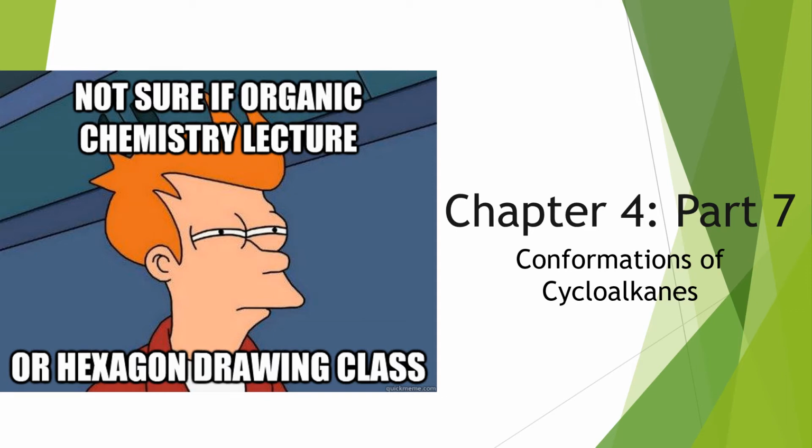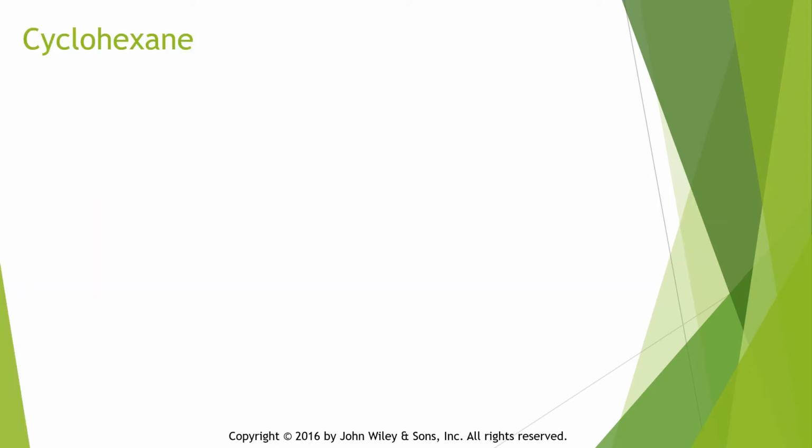Chapter 4, Part 7, Conformations of Cyclohexanes. So cyclohexane is incredibly common in nature because the six-membered ring is perfect in a lot of ways. And so this actually gets its own video because there's so much to talk about.